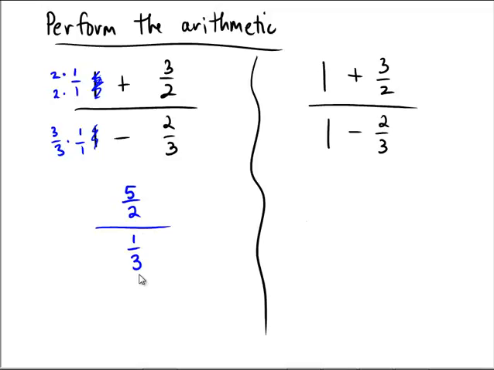And then when you're dividing by a fraction, that's equivalent to multiplication by the reciprocal. So in the next step you can say this is 5 halves, and instead of dividing by 1/3, it's multiplied by 3 over 1. 5 times 3 is 15, and 2 times 1 is 2. So that yields a final answer of 15 halves.